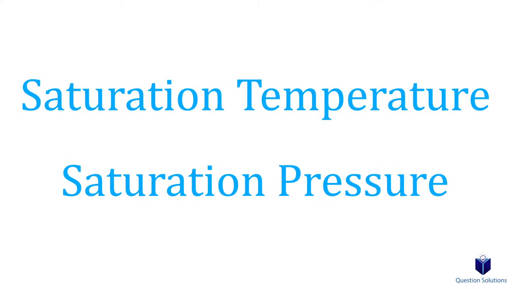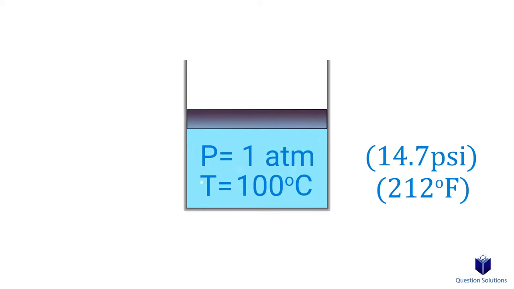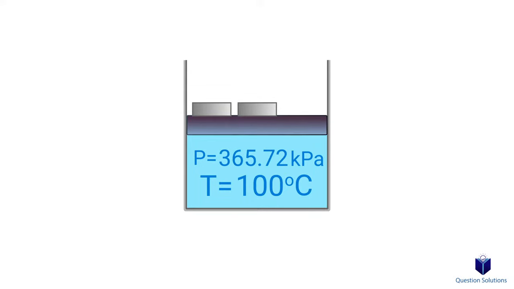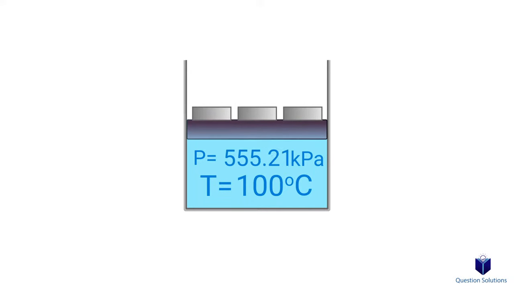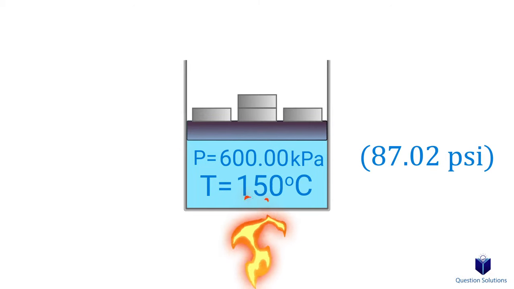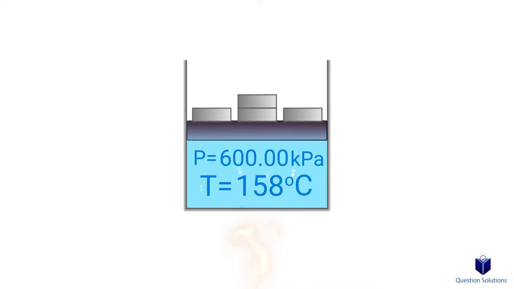Now let's talk about saturation temperature and saturation pressure. Let's go back to our previous example with the water. The water boiled at 100 degrees Celsius when the pressure was 1 standard atmosphere. If, however, we added weight on top of the metal piece like this until the pressure goes up to 600 kilopascals, then what would happen to the boiling temperature? The water will boil at 158.83 degrees Celsius. So keep in mind that the boiling temperature is dependent on the pressure. As long as the pressure is held constant, the boiling temperature will stay constant.